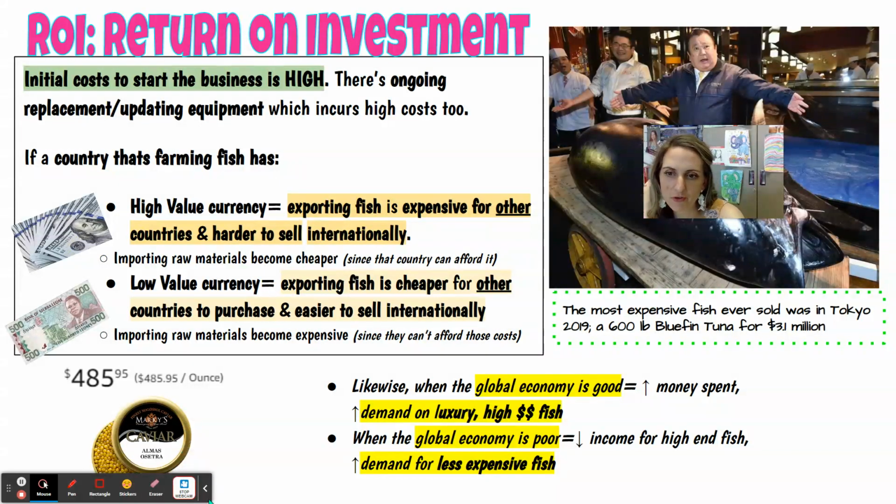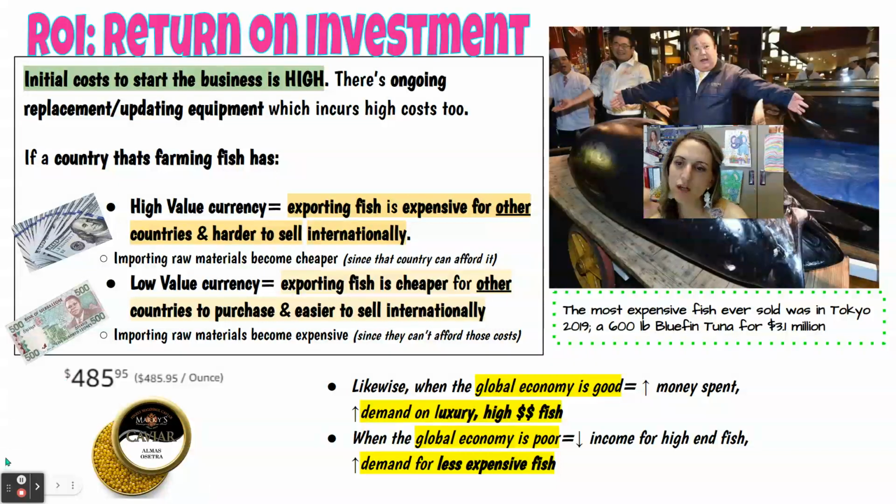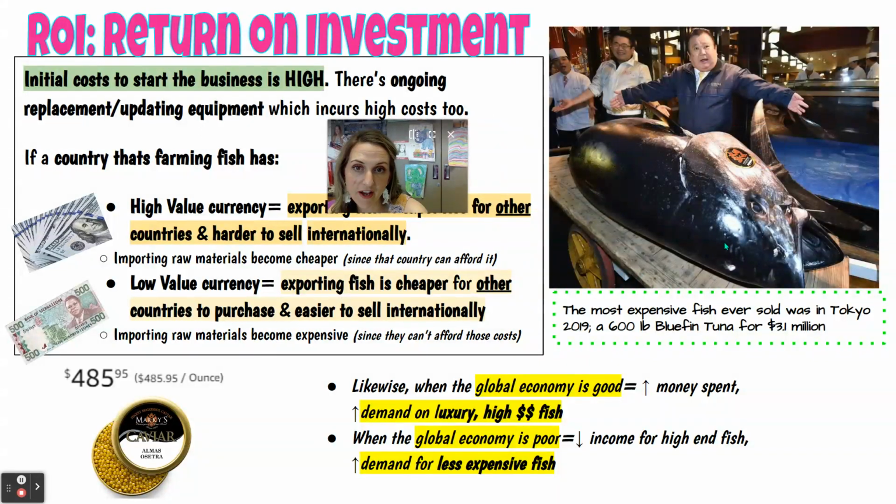Here's an Almas Osetra. I don't know, I'm not rich. On Amazon, it's $485 for the ounce. It's caviar. It's one of the most expensive caviars. It's crazy. Most expensive fish ever caught, and I fact checked this, still stands. 2019, a 600-pound bluefin tuna was caught for $3.1 million. Crazy.